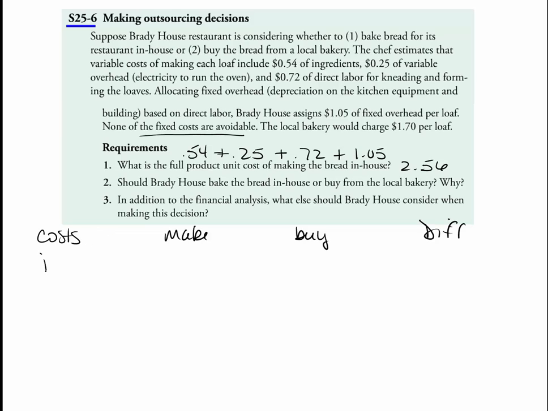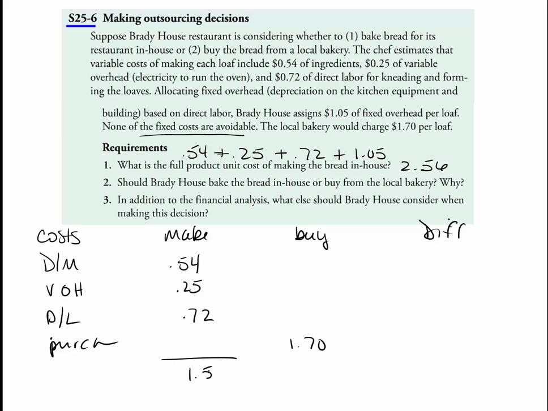So if I make it, my direct materials would be 54 cents, my variable overhead would be 25, and my direct labor would be 72. And if I buy it, the purchase price is $1.70. Okay, so making it, we've got $1.51. Purchasing it, we've got $1.70. So the difference is 19 cents. If I decide to outsource it, I would save 54 cents, I would save 25 cents, I would save 72 cents, and I would spend $1.70. So in this case, buying is more expensive.